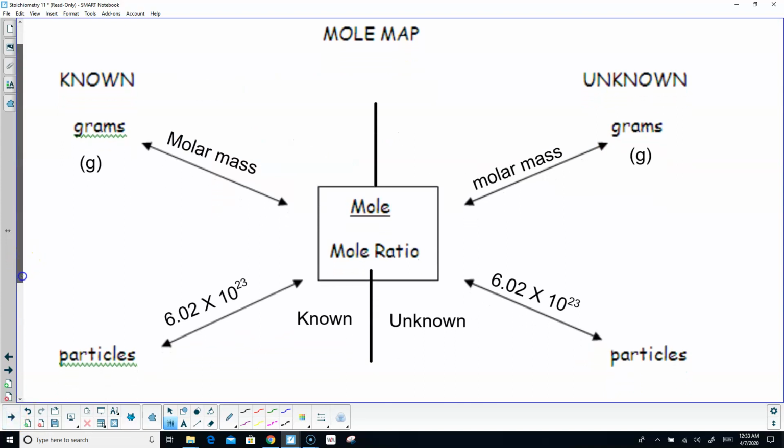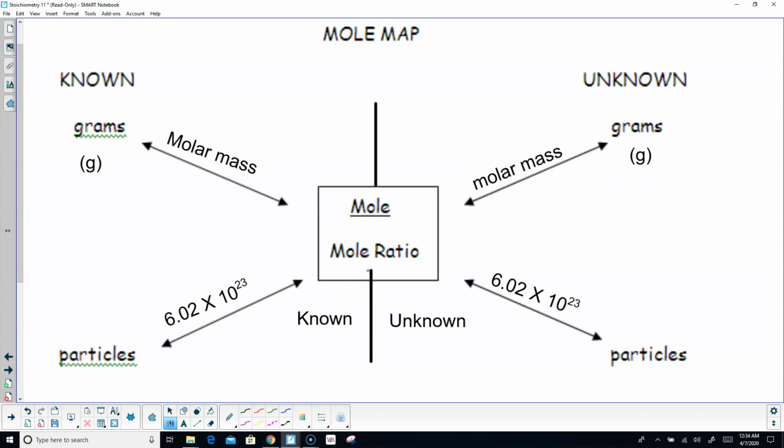I want you guys to jot this thing down. Okay, the mole map. This thing is going to be super important. It's very similar to our conversion, moles, atoms, and molecules and mass. It's just 2 of these kind of butted up next to one another, and there's kind of this mirror in between. And this is the key. This is the mole ratio.